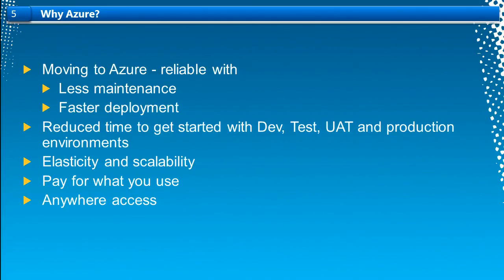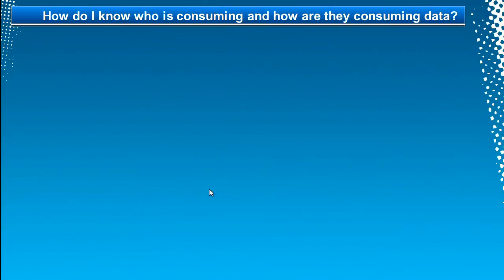Right? It's right there. Less maintenance, faster deployment. And again, another point that Harry pointed out to me was reduced time to get started. Think about all these dev, test, UAT, and production environments that you have to set up for any new application. If it's already out there, you have to just simply enable it. And it takes less time, elasticity, scalability. Pay for what you use. You don't have to invest too much money.